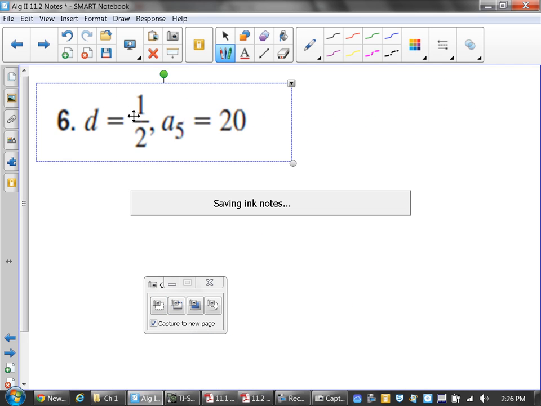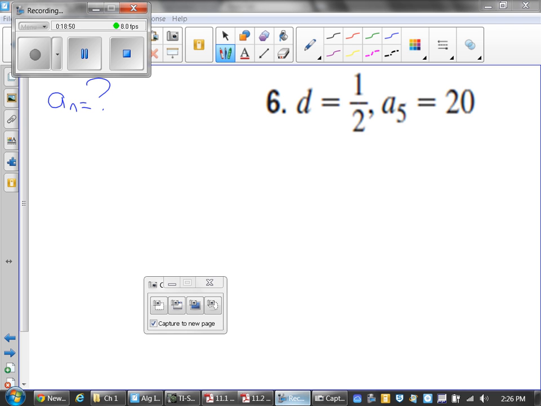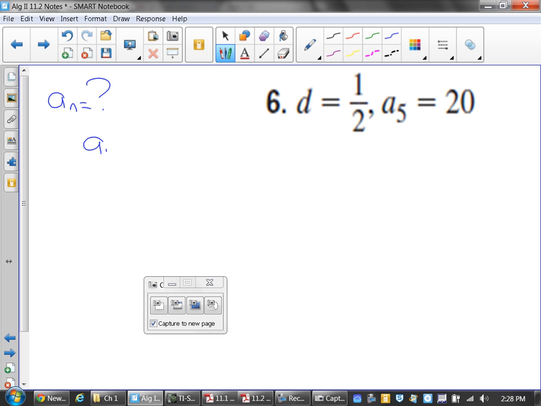Do this one. 3 halves, and write out the rule. Plus 1. Okay. I want the nth rule for this one. Following the same basic pattern on this one, you've got your common difference and you know your fifth term. I'd like you to write out the rule for the nth term in this case.